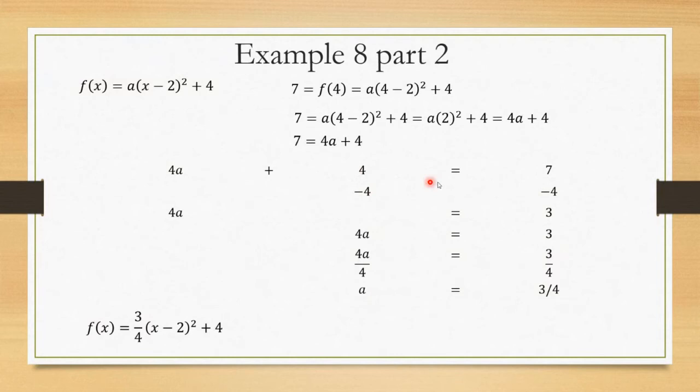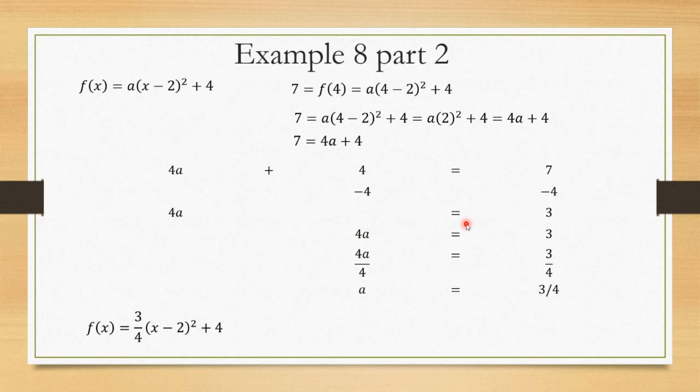So we have 4a + 4 = 7. We want to get a all alone. Well, let's get the 4 out of there. How do we do that? We subtract 4 from both sides. We get 4a = 3, right?